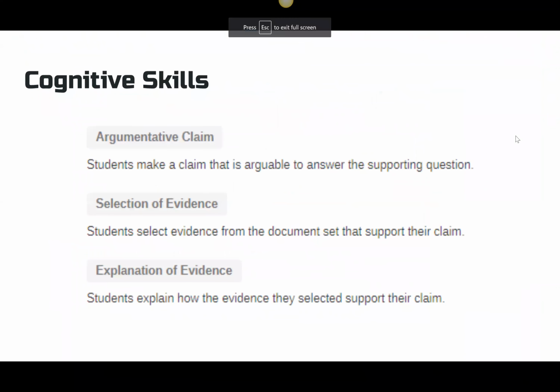The cognitive skills that you're being scored on for this final product are argumentative claim, selection of evidence, and explanation of evidence. We've discussed these a good bit this year, but again, I just want to remind you.